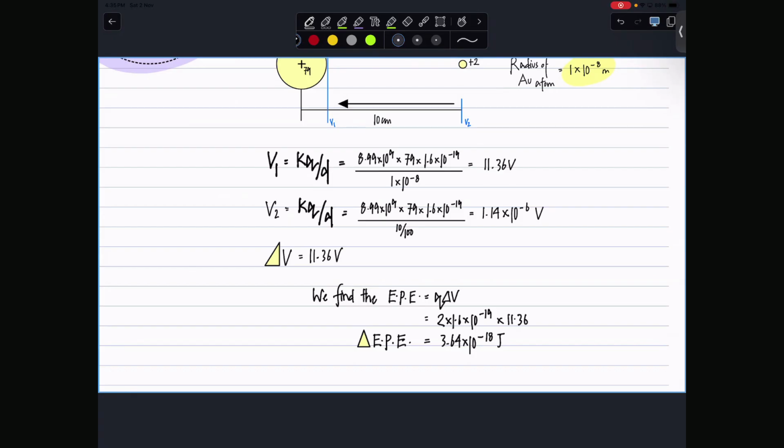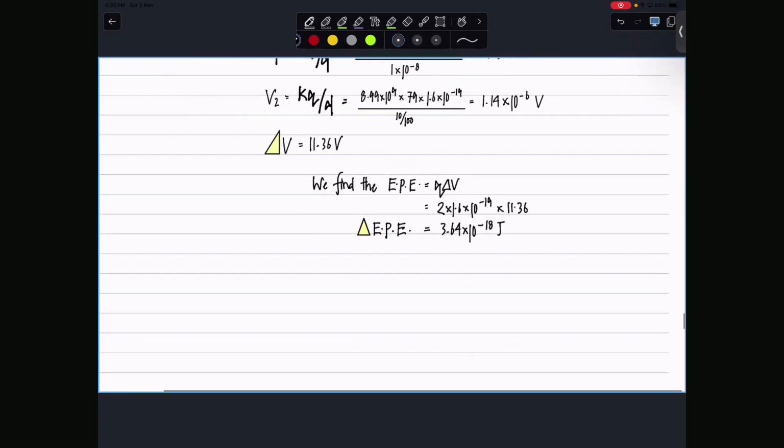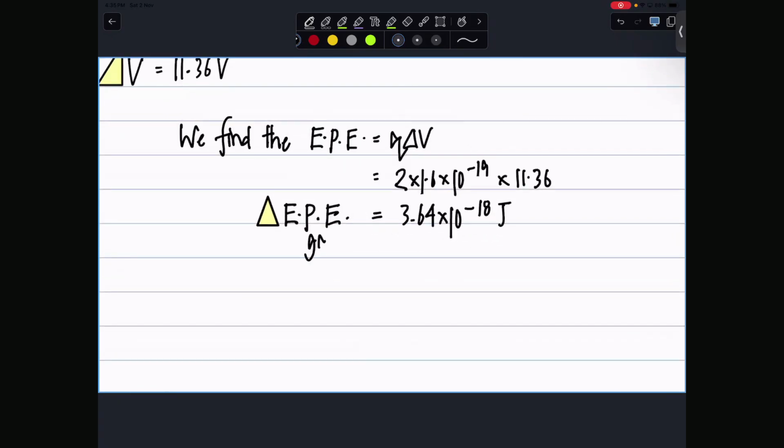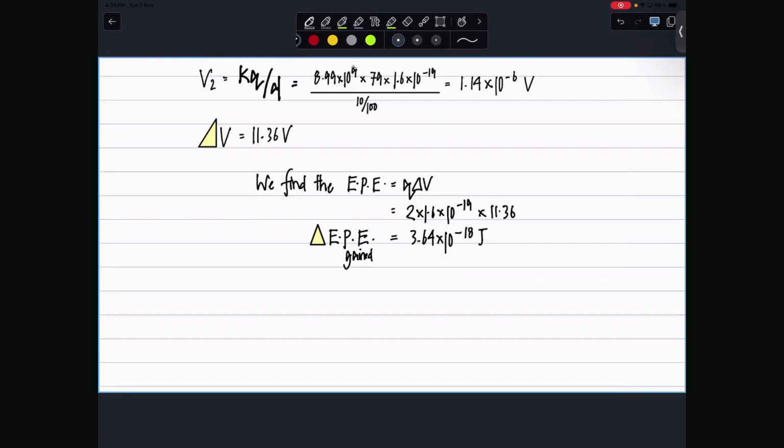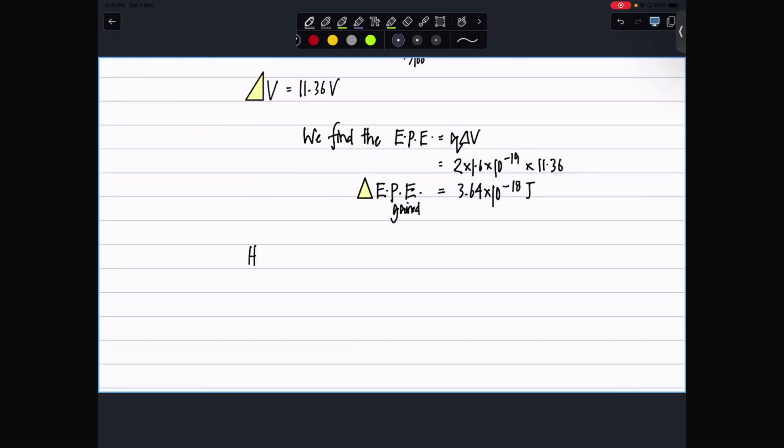We are going against the field. So when you go against the field, you gain potential energy and you lose KE, right? So this is EP gain. And the EP gain must be equal to what loss? Yes, so hence EPE gained is equal to KE.